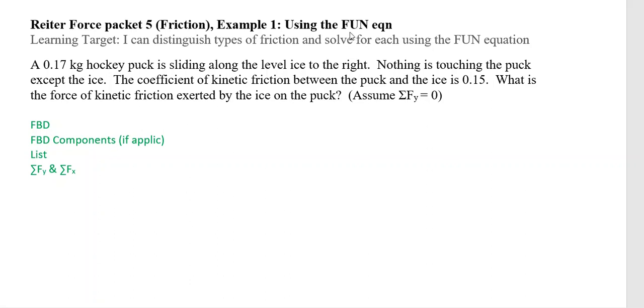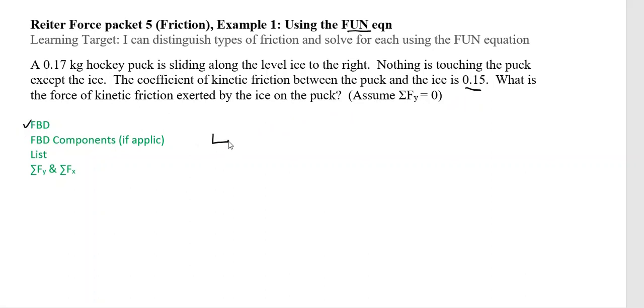So this one is going to be about using the fun equation. So it's example number 1. And of course we have learning targets. I can distinguish types of friction and solve for each using the fun equation. So we have a 0.17 kilogram hockey puck sliding along the ice to the right, and nothing is touching the puck except the ice. The coefficient of friction is this guy here, and what is the force of kinetic friction exerted by the ice on the puck? So let's go ahead and start off by drawing out the free body diagram.